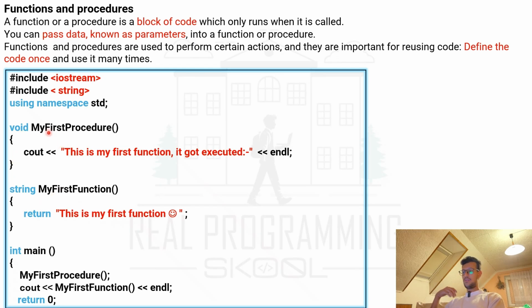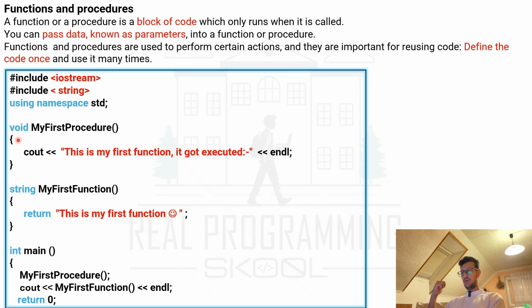The procedure never returns a value, so we use void with it. If you remember, we said void is a data type, and we said function is a data type, but void is a fundamental data type, and the fundamental data type is empty, it doesn't return any value. And a function is a derived data type, it returns a value.